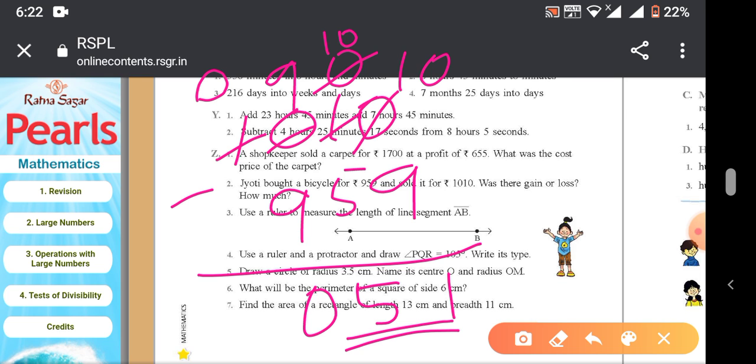Jyoti got gain. Alli gain agide. That means profit agide. Loss agila. Profit agide. So how much anth helad andre yeshtu agide anth heladre 51 rupees. So 51 rupees profit. She got 51 rupees profit. Okay, next.